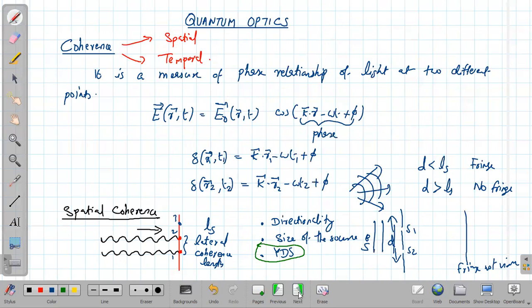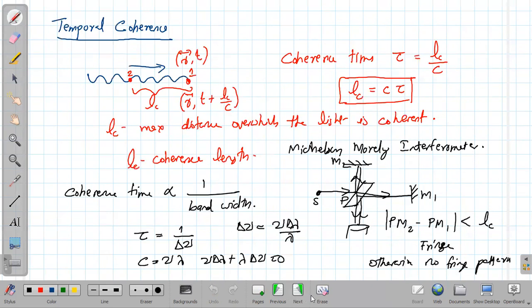After that, we discussed temporal coherence. If there is any definite phase relationship along the direction of propagation of light, then it's called temporal coherence. I've explained why it is called temporal coherence, because the same light will reach the same location after a certain time. We can also say that it is the time over which the light is coherent. That is why it's called temporal coherence.